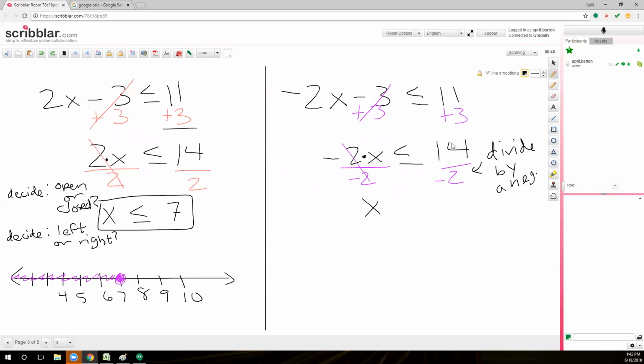So we don't care what's happening with the 14. We don't even care about our answer. We don't care if our answer is positive or negative. Anytime you divide by a negative number, you have to flip the inequality symbol. And it's really easy to forget because we don't use it very often.